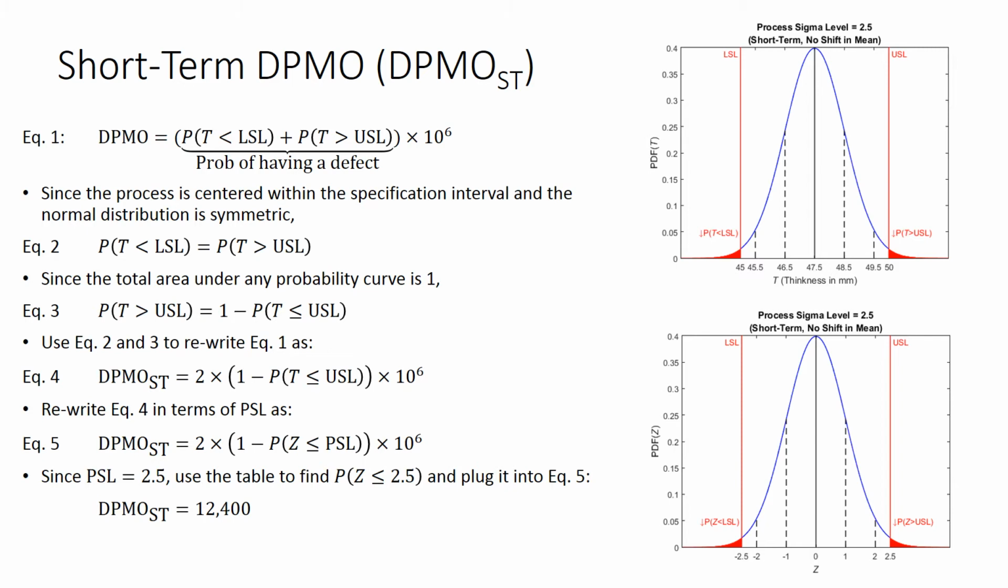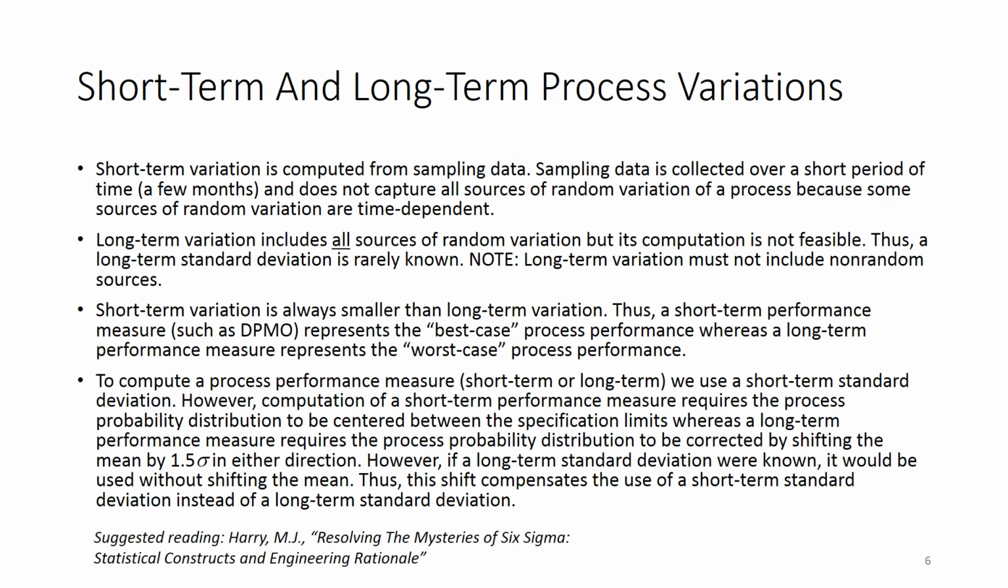Now I will explain why this DPMO is a short-term DPMO and why it is the best case performance. Short-term variation is computed from sampling data. Sampling data is collected over a short period of time, typically a few months, and does not capture all sources of random variation of a process, because some sources of random variation are time dependent.